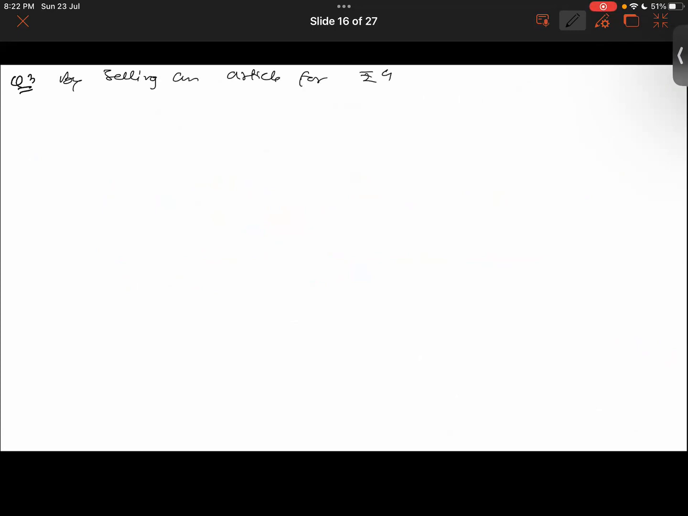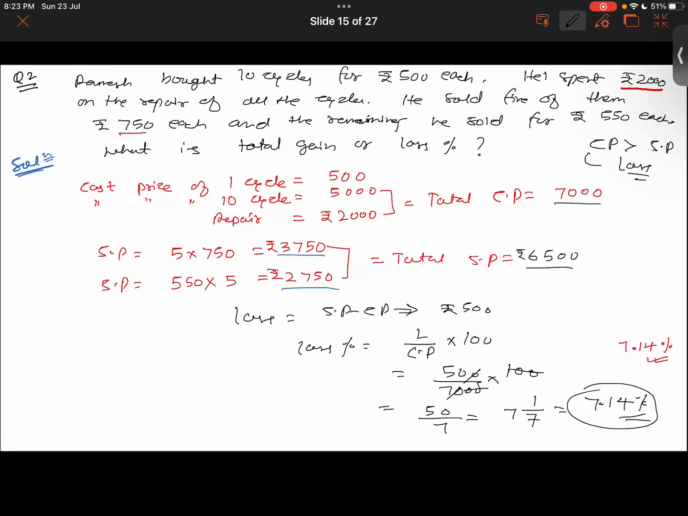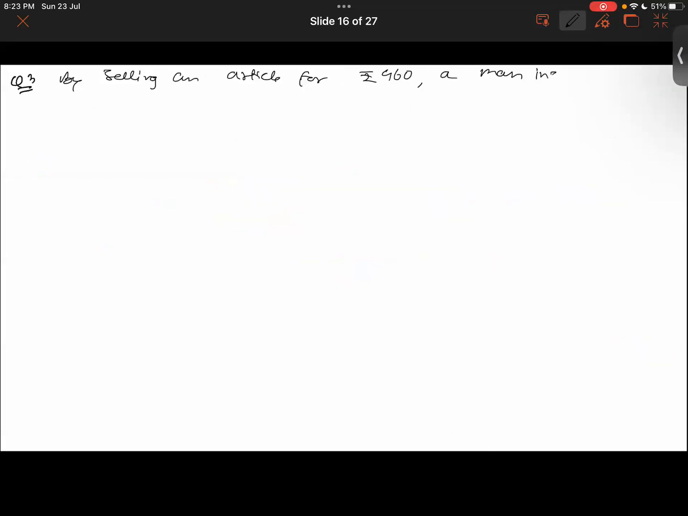Now, another question is that by selling an article for rupees 960, a man incurs a loss of 4%. What was the cost price of the article that you have to find? So that is very simple. Just put the values and you will be getting the answer. If you guys have remembered or noted down the formula, then it will be convenient.